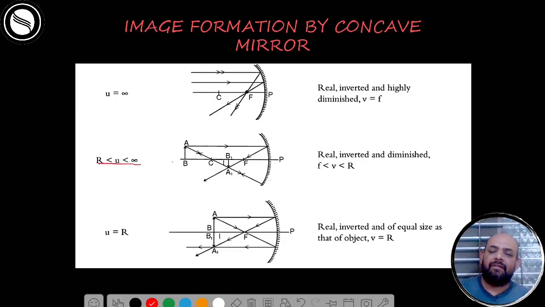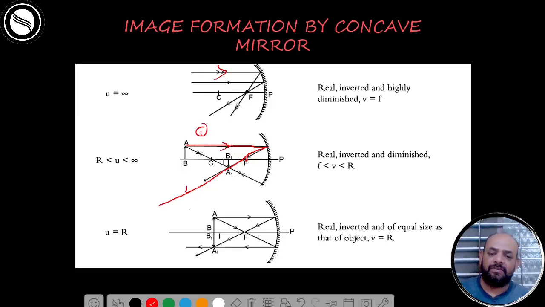And then the second situation was whenever you place the object between infinity and the center. This is your center. So whenever you place the object between infinity and the center, the first ray, in all conditions, is the same. The first ray we take is always parallel to the principal axis. It will pass through the focus. This is the first ray.